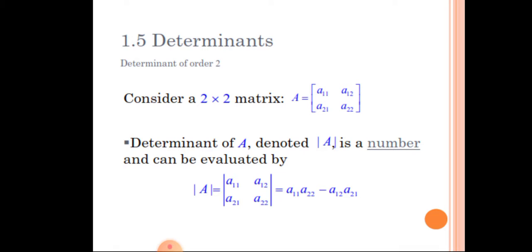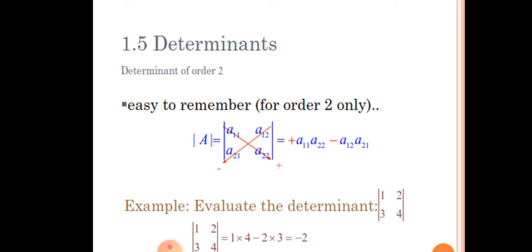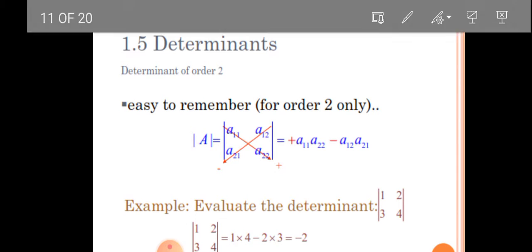The determinant of A is denoted by mod of A, and it is just a number. This is the way you have to evaluate it. First you multiply the main diagonal, and then subtract the product of the secondary diagonal. The resulting value is the determinant.